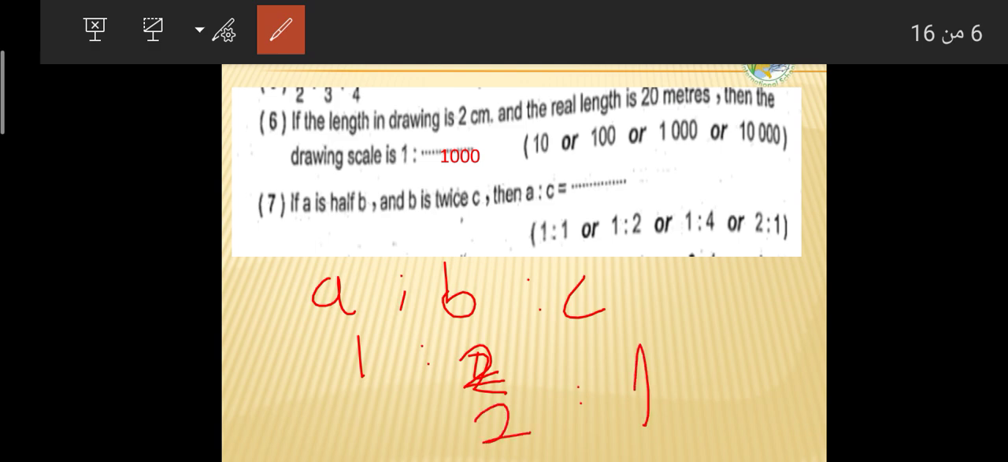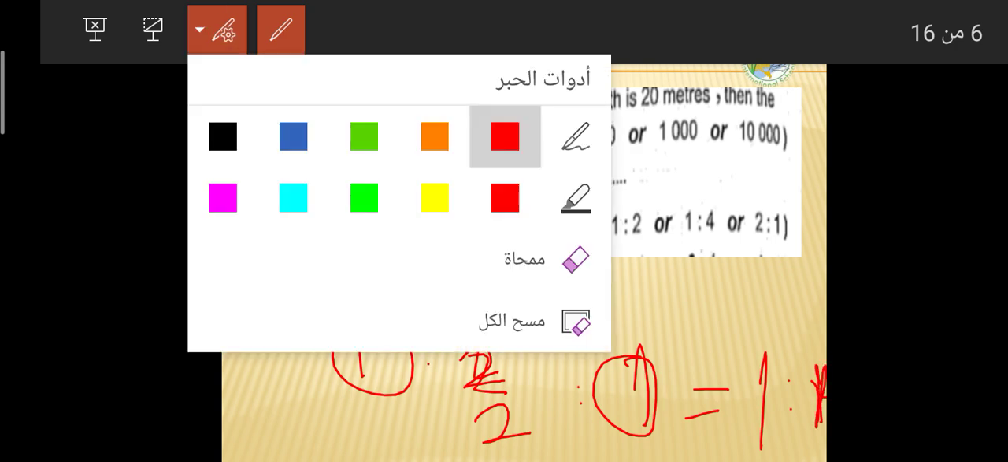We have the same number in B, then the ratio between A to C equal 1 to 1. Equal 1 to 1. Okay? Now, you know the difference: A half B meaning 1 to 2. B twice C meaning 2 to 1. Then the final answer equal 1 to 1. Fine.